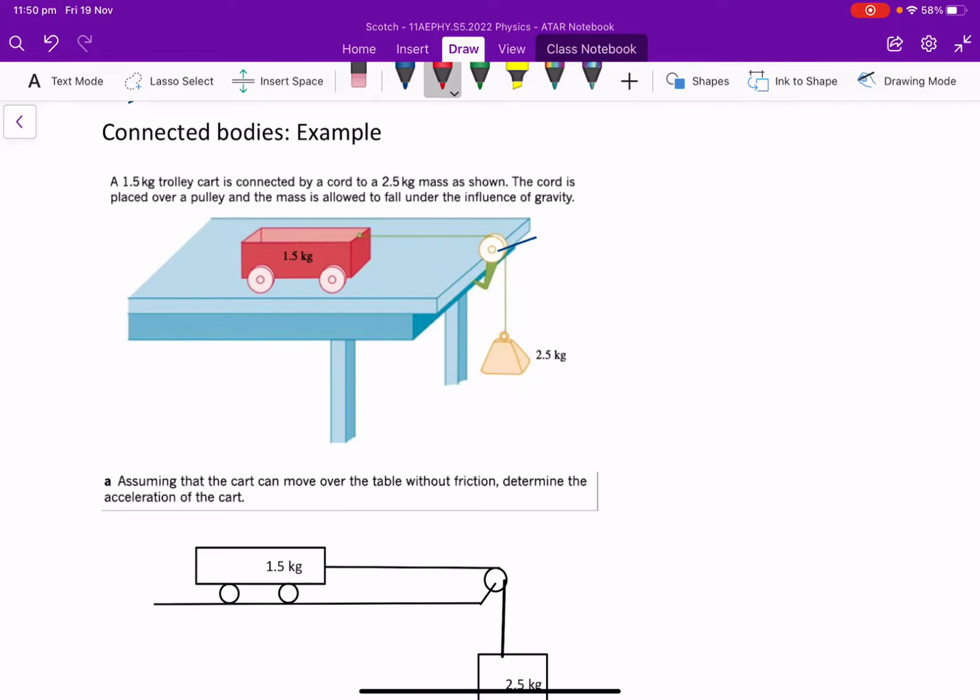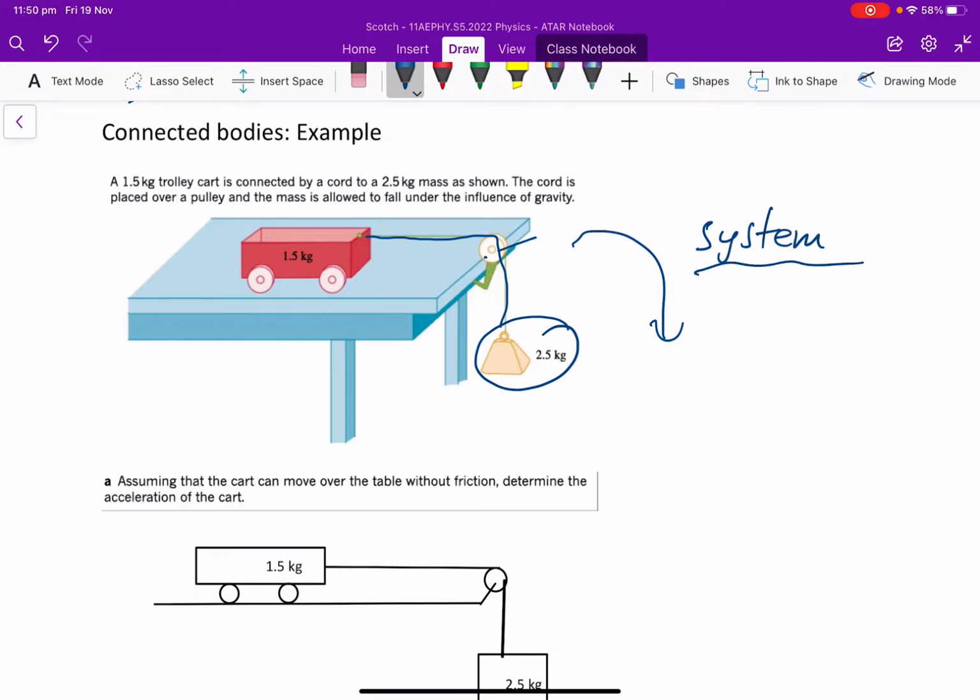What I've got here is a weight of 2.5 kilograms, with a rope going over a pulley, attached to a trolley, and you can imagine this. The whole system is going to go that way, isn't it? We call it a system because it is more than one object, but this entire system is going to do the same thing at the same time.